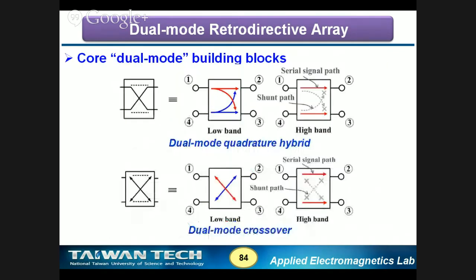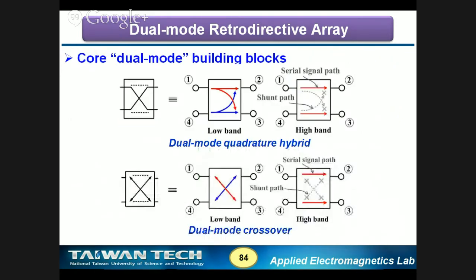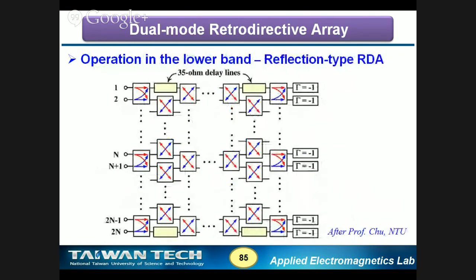Think about the case where we have an open circuit stub here, and this open circuit stub will become a reflection load, a short circuit reflection load at this point. So actually, this connection line will no longer exist in the low band because this point will be short circuit. So this design is just like a reflection type array.